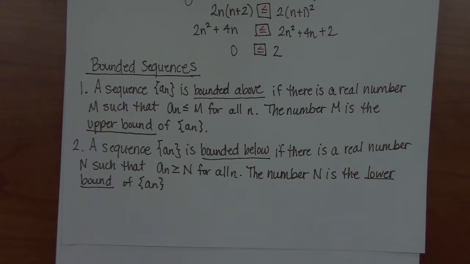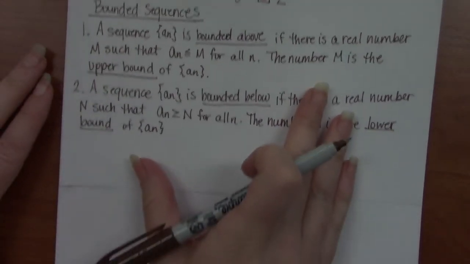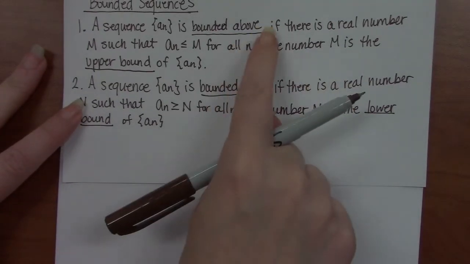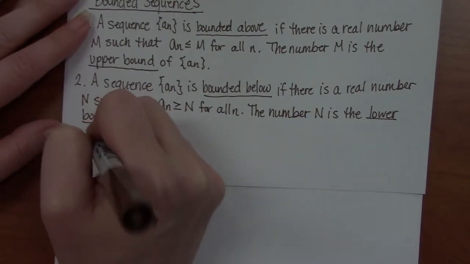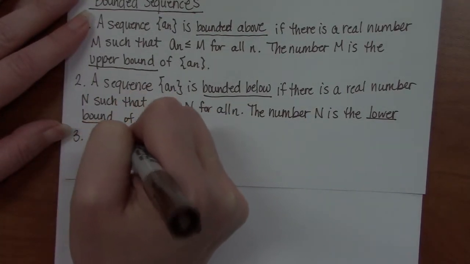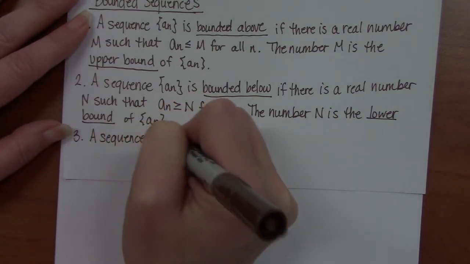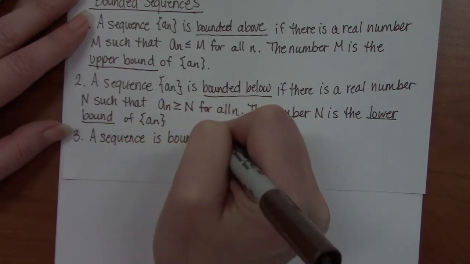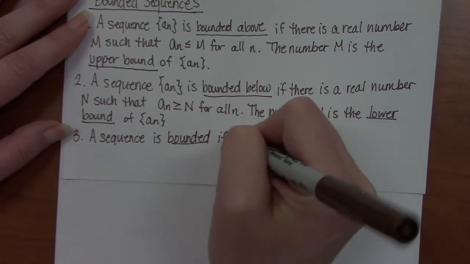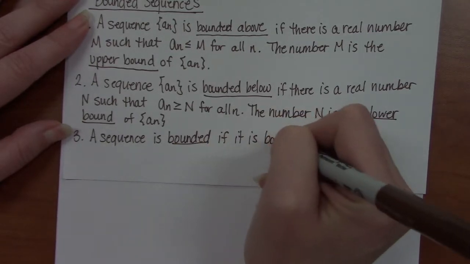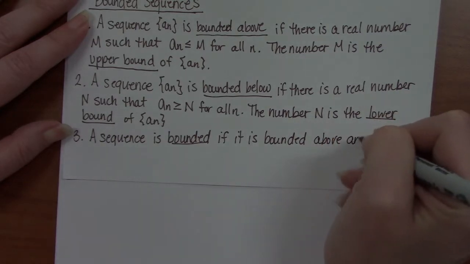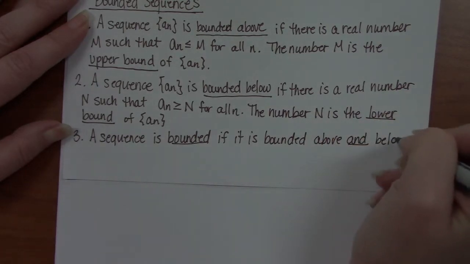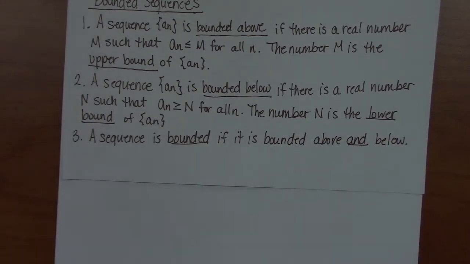When we talk about bounded, notice here that this says bounded above, bounded below. But if we call a sequence bounded, just generally, it's bounded if it's bounded both above and below.